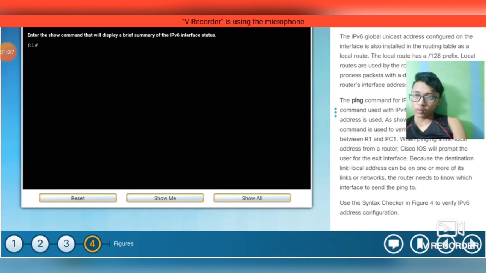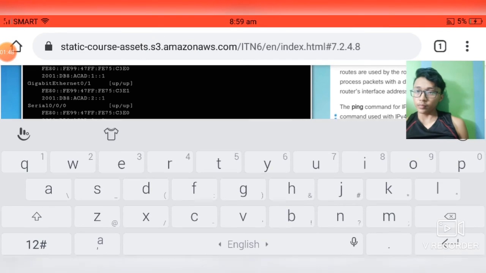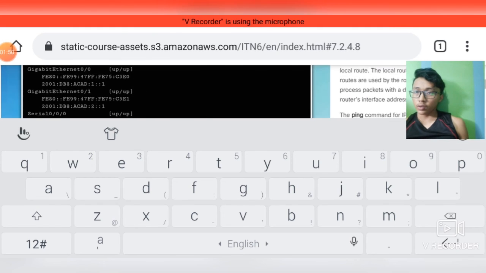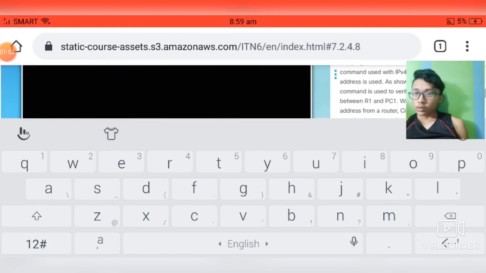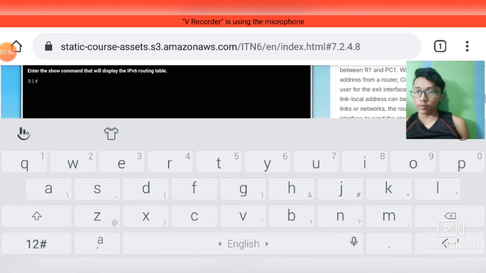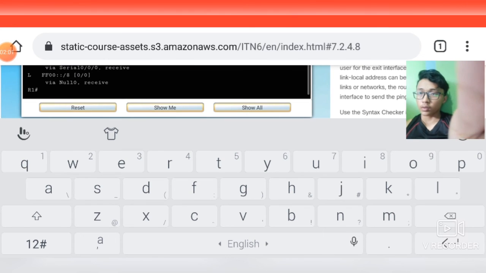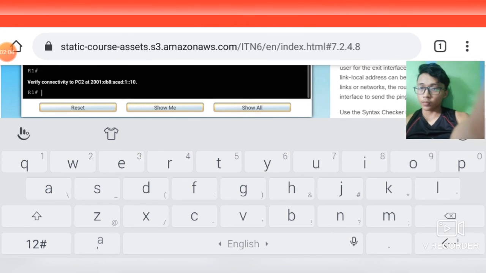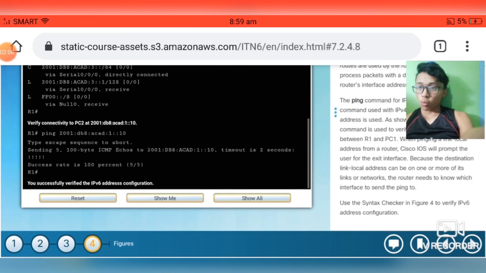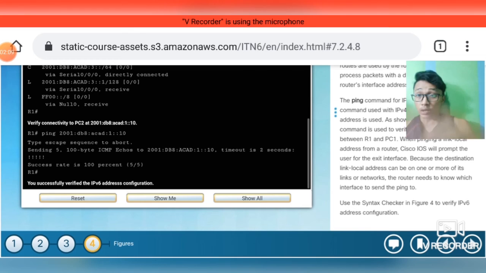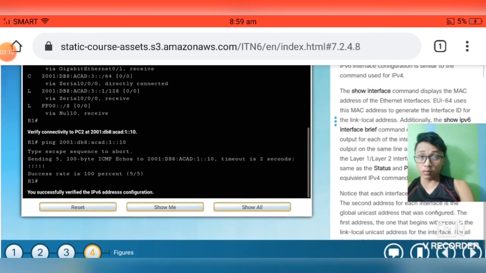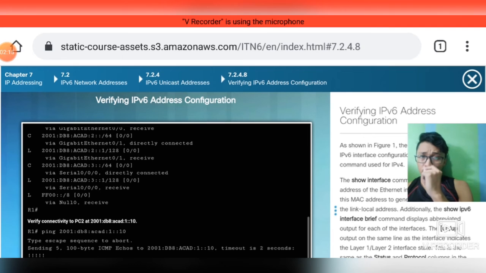We have here the configuration. Enter the command that will display a brief summary of the IPv6 interface status. So, going to type this: show IPv6 interface brief, and successfully verified the IPv6 address configuration. So this activity practice is verifying IPv6 address configuration.